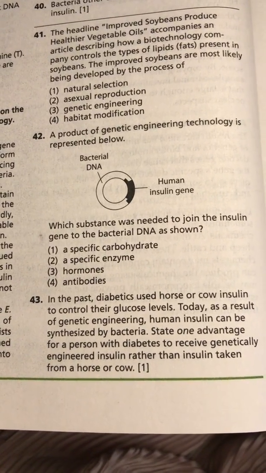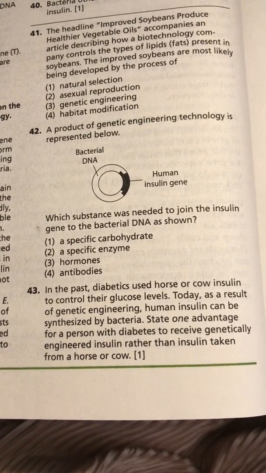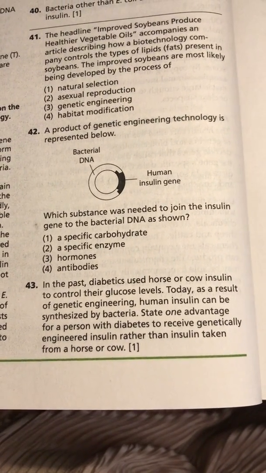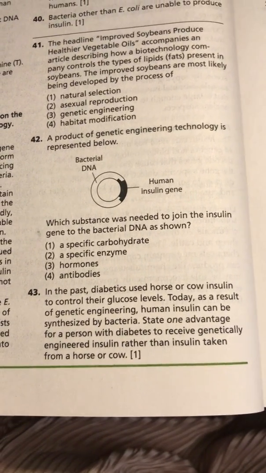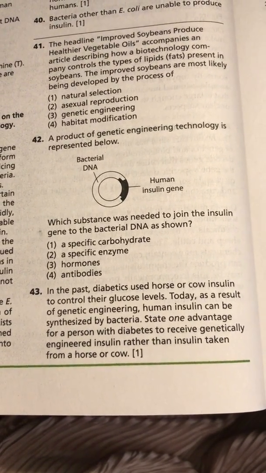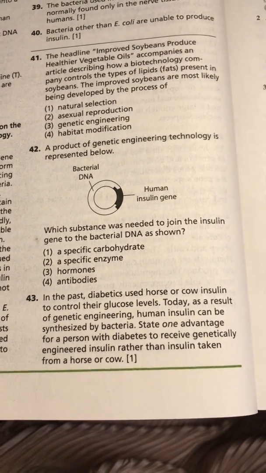A product of genetic engineering technology is represented below. Which substance was needed to join the insulin gene to the bacterial DNA as shown? 1, a specific carbohydrate, 2, a specific enzyme, 3, hormones, or 4, antibodies.